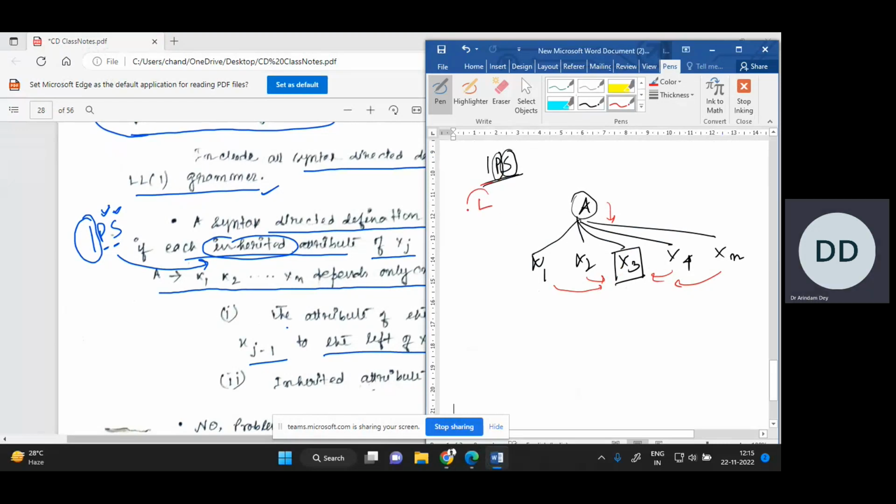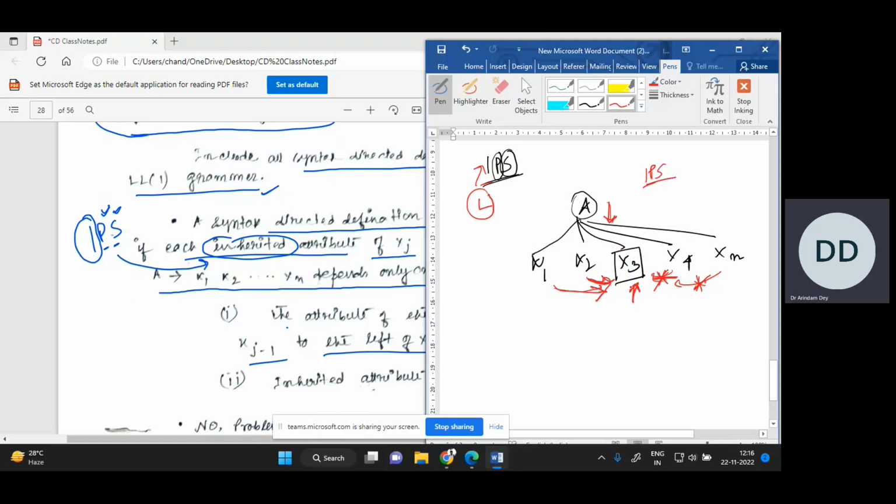Now, under L attributed, we are just modifying that inherited attribute definition. When we are calculating the X3 node value, we will not look to the right side siblings. Right side siblings means this one and this one, we will not take. We will take the left side siblings of that particular node, and also the root node. This is the only definition. So L attributed definition means that for a particular node, when I am evaluating the value, it will follow the inherited attribute protocol.